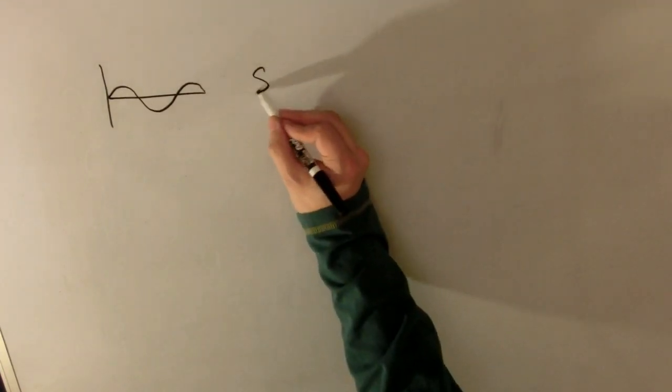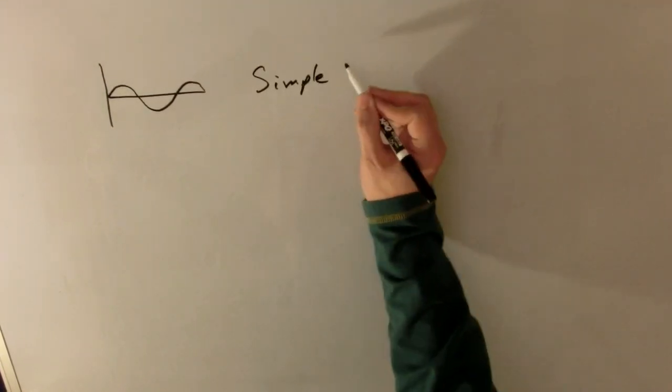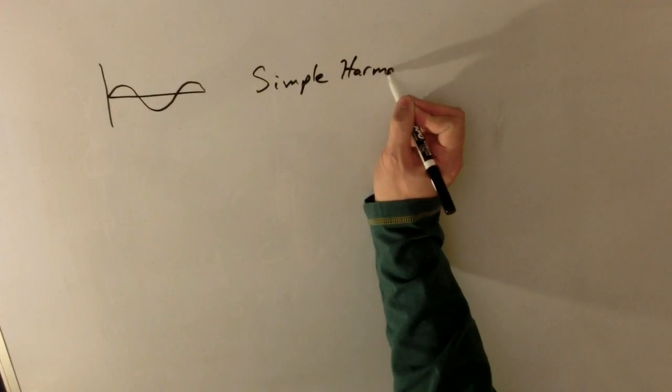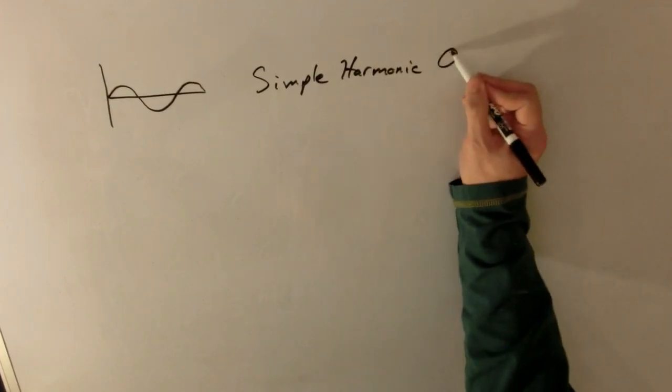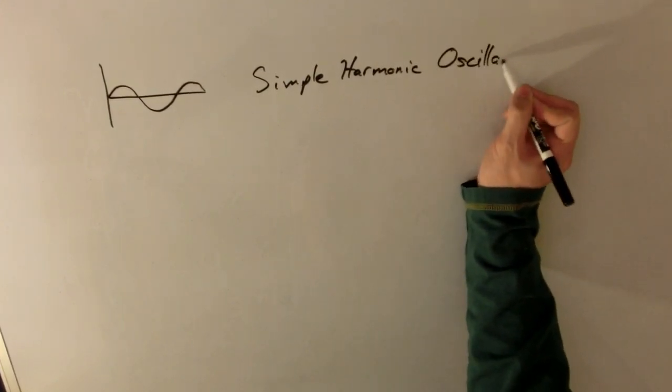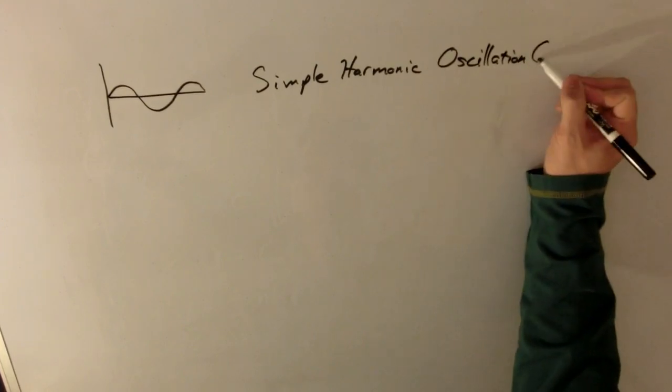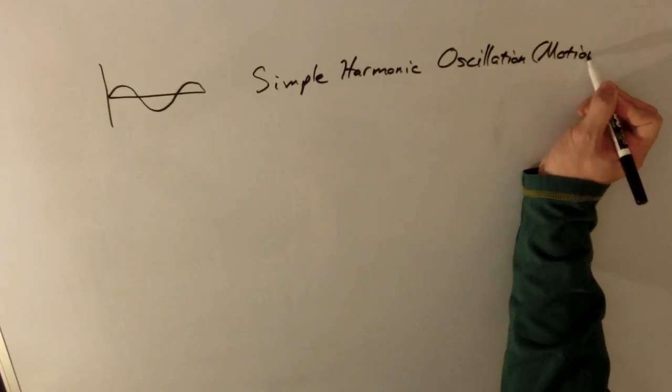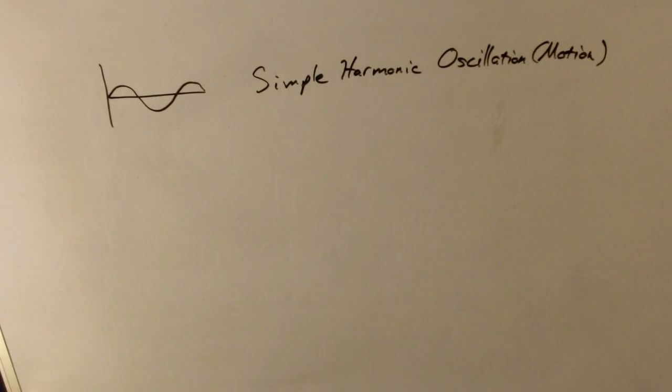This is simple harmonic oscillation or motion. We're going to take a look at some of the equations that we had from that.